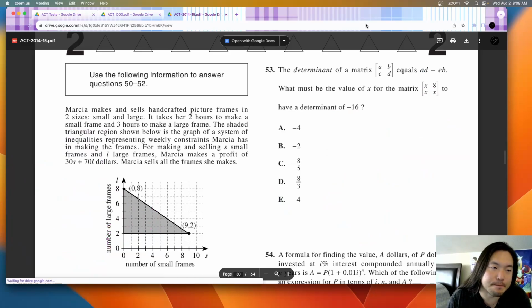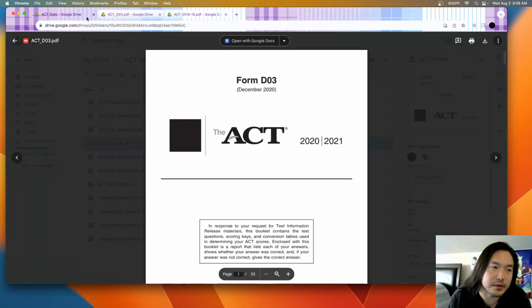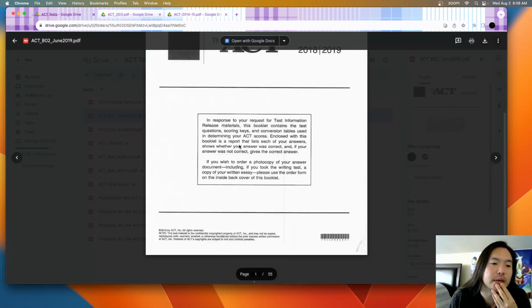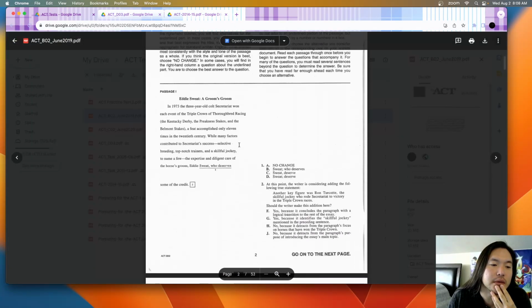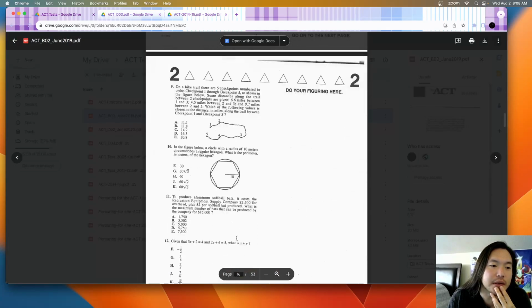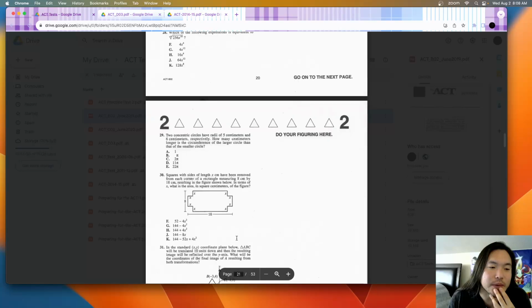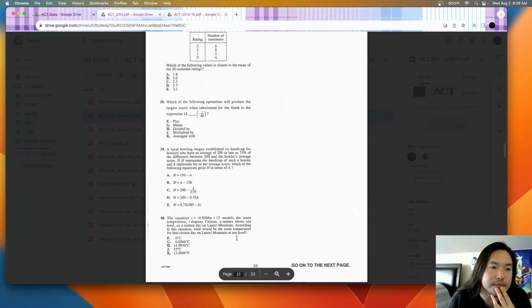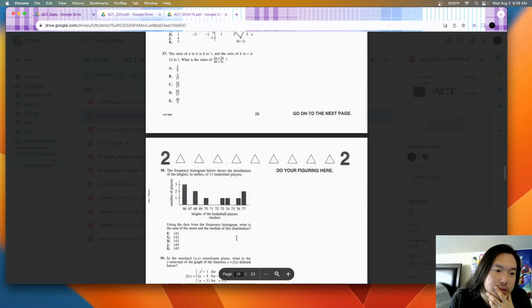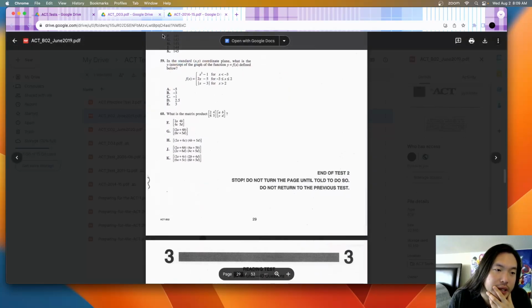Let's see if I can find matrix multiplication though. Find a question, I can just tell you what it's like. Okay, here we go.